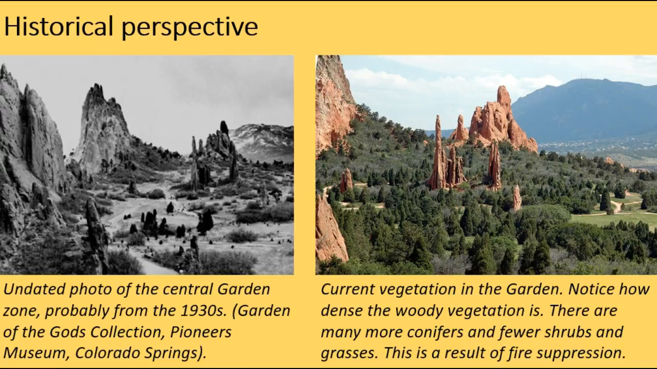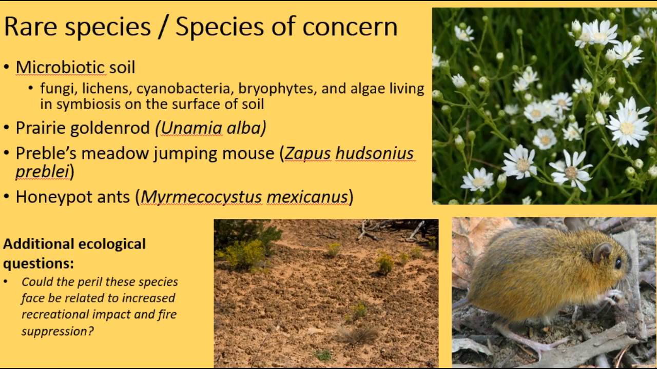animals that live here. There are some species that are rare and are species of concern, and it might be related to this change in the landscape because of fire suppression. The rarity of these species and their imperilment could also be related to our recreational impact. So we're going to go on a little journey here and follow one of these species and think about how landscape changes really influence the ecology, the interconnectedness between the living and the non-living components of the landscape.